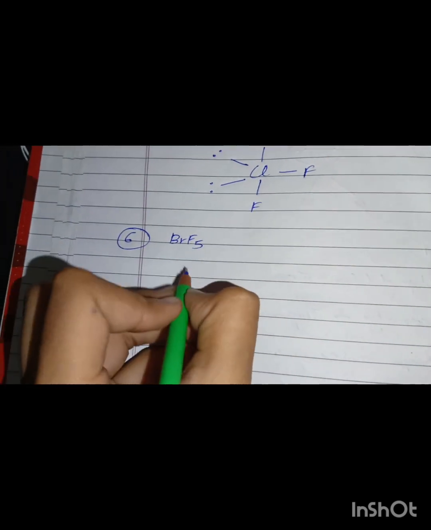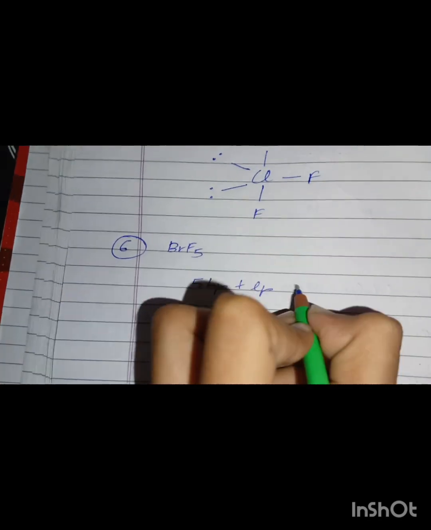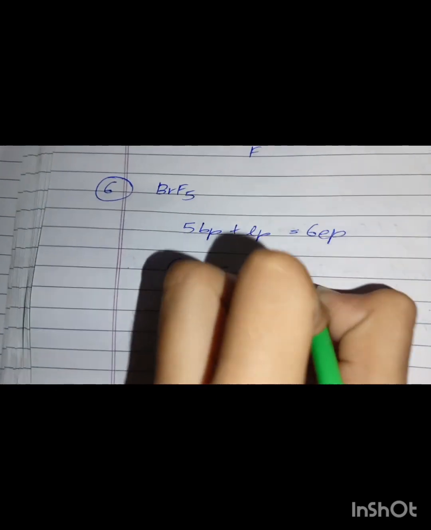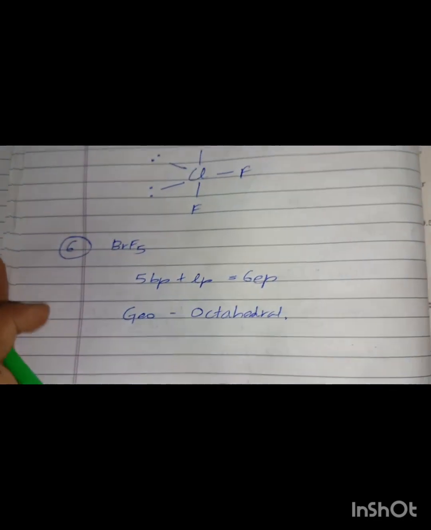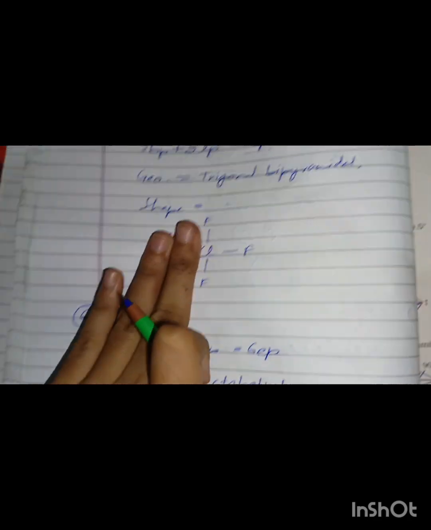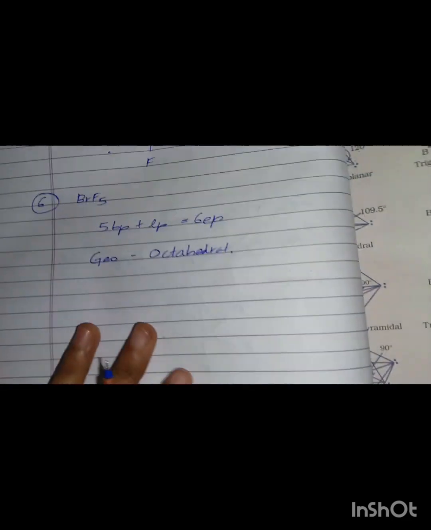BrF5. 5 bond pairs, one lone pair, 6 electron pairs. Geometry will be octahedral. Octahedral. Sorry, we forgot to discuss its shape. So if you see, then it looks like T shape, right? So its shape will be T shape.